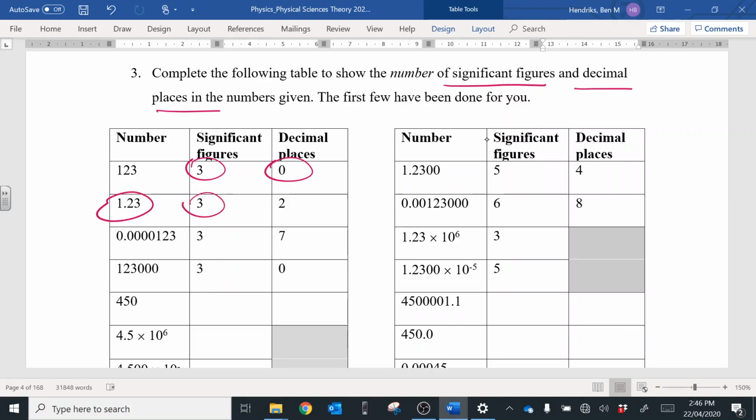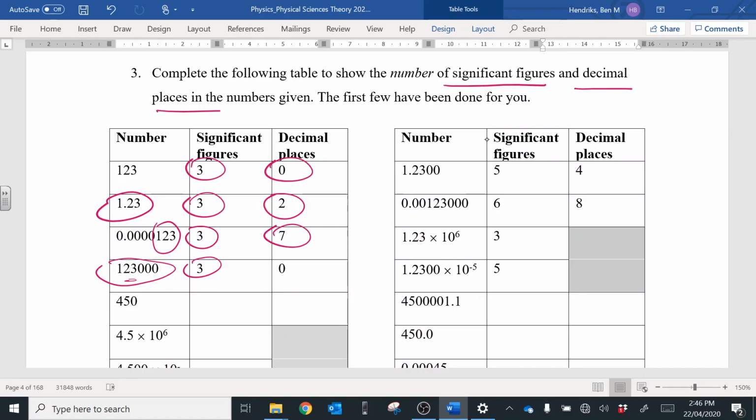1.23 has 3 significant figures, but it has 2 decimal places. This one here, again, 3 significant figures because all those zeros come before our first number. Okay, so even though they're after the decimal place, they come before our first number. So there's 3 significant figures, but 7 decimal places. So there's 6 numbers here. 3 of those we consider significant because the numbers come after our last number, but there's no decimal place there.